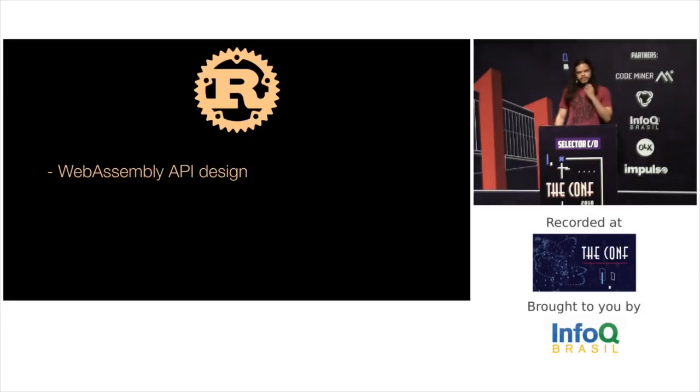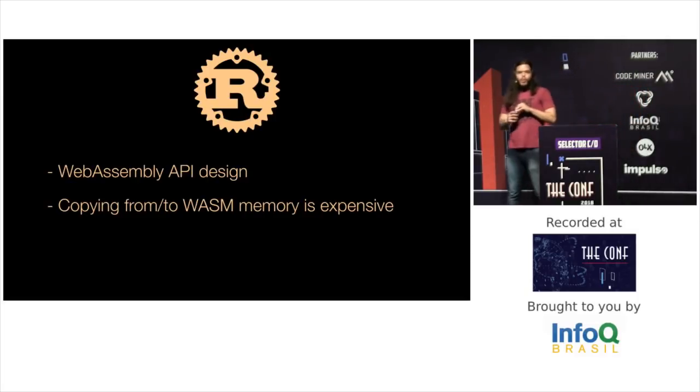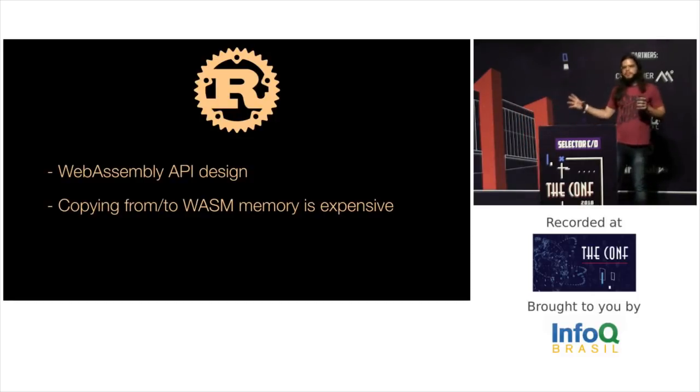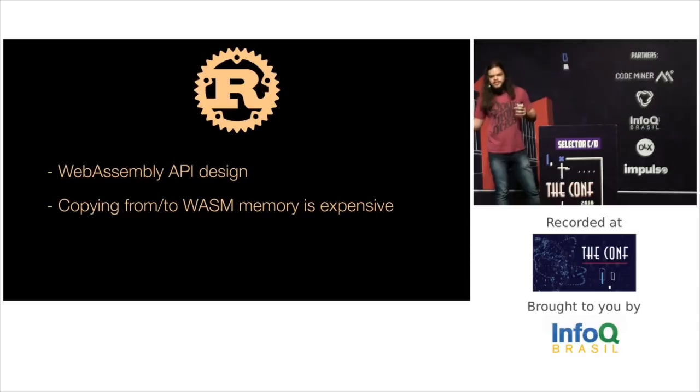So one thing I want to talk to you about through this Tetris example is how to design an API for WebAssembly. Because copying from and to WASM memory is the most expensive thing you're going to do while working with WebAssembly, because WebAssembly itself is pretty fast. The WebAssembly memory is sort of a sandbox inside of which WebAssembly can read and write data, and there's a cost to copy that data into the JavaScript memory and vice versa. So you want to avoid that as much as possible.